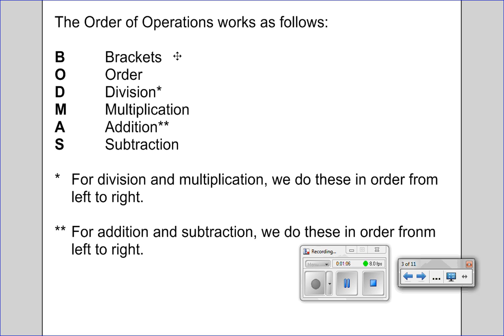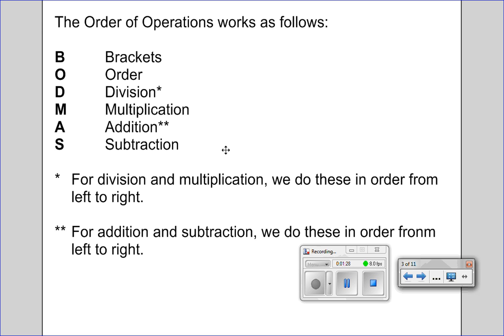So we start off with brackets. O means order. And the order is as follows. We do division and multiplication first, following the brackets. And then at the end, we take care of addition and subtraction.